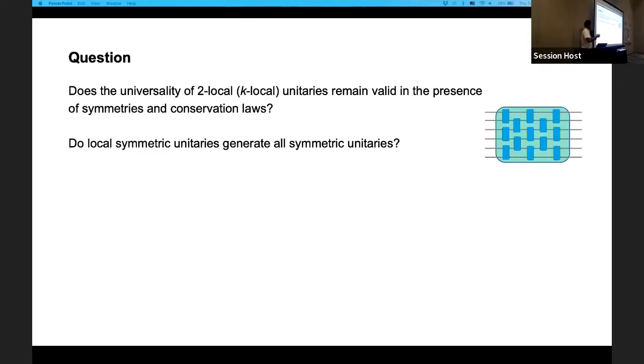Now, in the first step of this project, we ask if this universality holds in the presence of symmetries. Clearly, if all the local unitaries in this circuit respect the symmetry, the global unitary that we implement also has that symmetry. Now, the question here is if we can implement a general unitary that respects the symmetry using local unitaries that respect the symmetry.